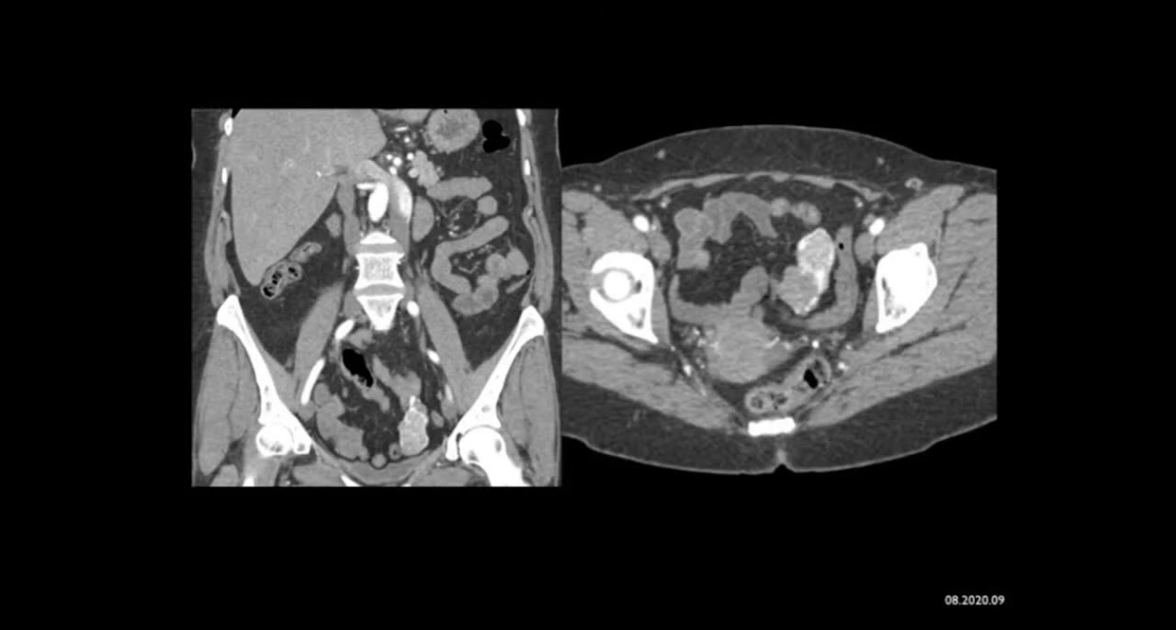And then you say, where is it? Is it in the pelvis? Is it a pelvic mass? Well, you notice it's coming from the small bowel, or it's at least adjacent to the small bowel.